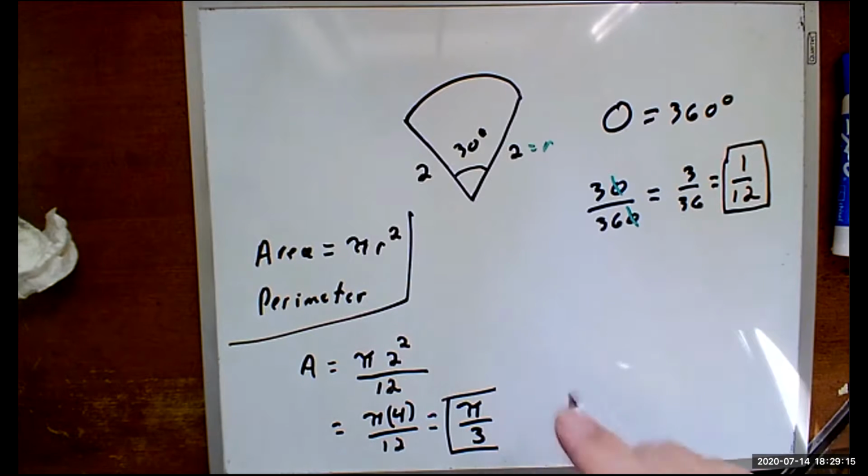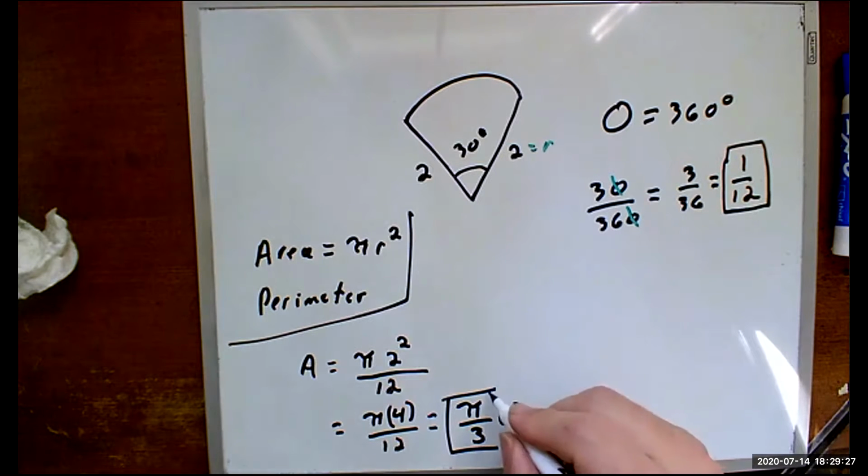For clarity, that should be pi over 3 units squared. I don't think we were given a specific unit for this question. No. So we just say units squared as our final answer.